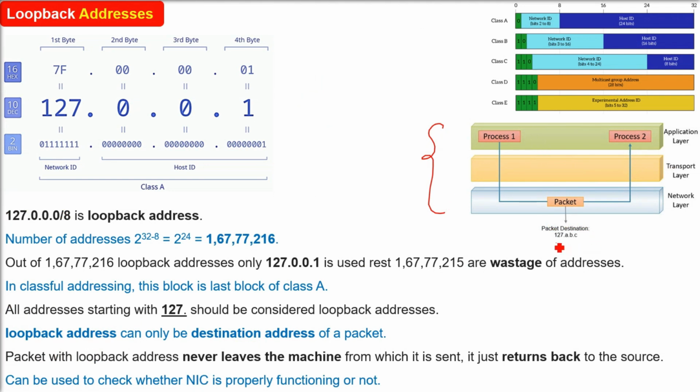Whenever you have 127.anything, most often 127.0.0.1, and you want to check whether the network interface card is working, you can start a process, like I just said, ping 127.0.0.1. This packet will go to your NIC card and come back to your application layer. Both application layers are on your system only. It will not go to any other system. This is just to check whether your system's NIC card is working or not.